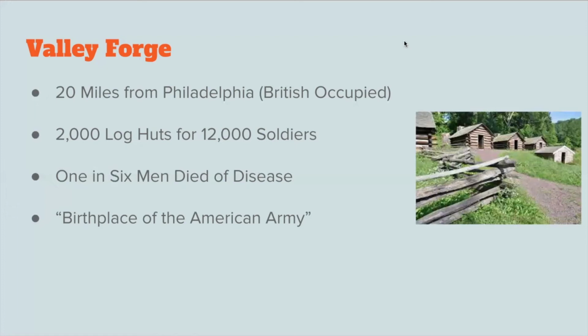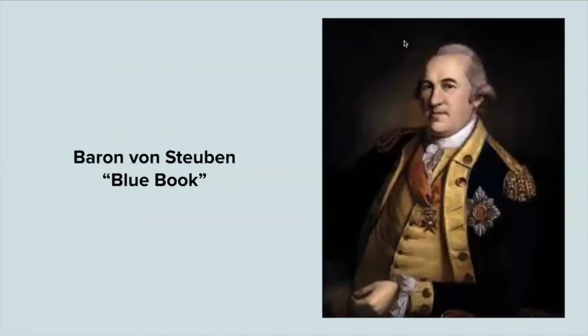But how could that possibly be? Well, much of the credit doesn't go to Washington. Much of the credit goes to a late arrival in the American camp, Prussian military officer Friedrich Wilhelm Baron von Steuben. At the time, the Prussian army was widely regarded as one of the best in Europe, and von Steuben had a very sharp military mind.